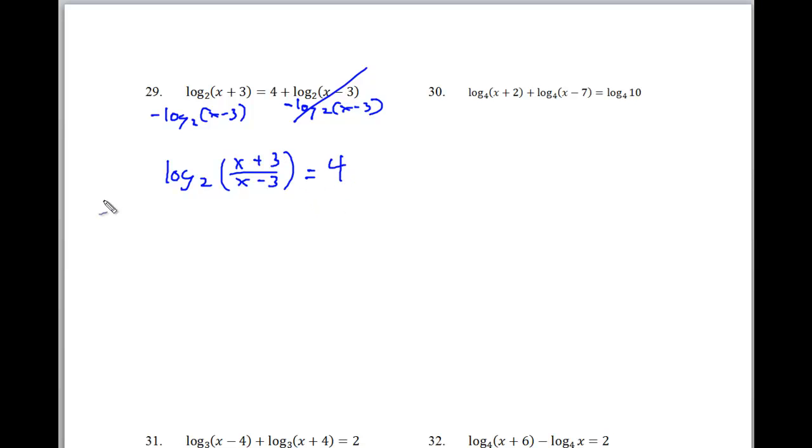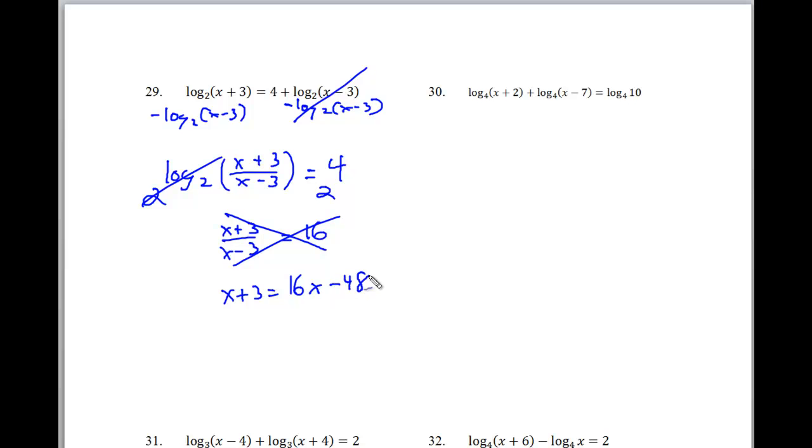So to get rid of a log base 2, we're going to put that into the exponent part of base 2. So those simplify out, and we have x plus 3 over x minus 3 is equal to 2 to the 4th power, which is 16. Cross multiply. So x plus 3 times 1 is x plus 3. 16 times x minus 3 is 16x minus 48. Then we subtract x from both sides.